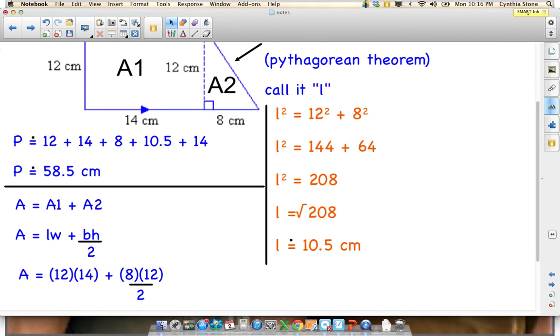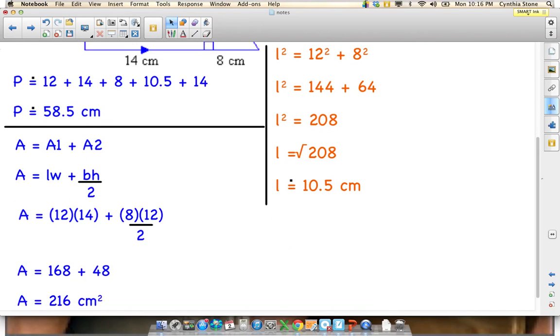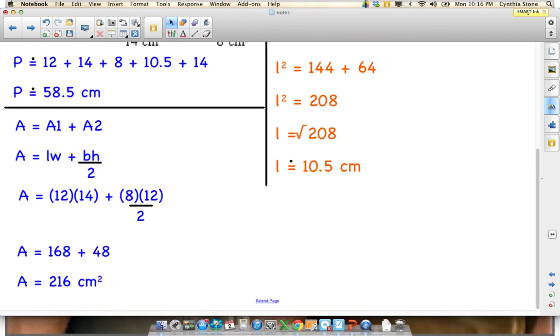And then there's my base height divided by 2. So base is 8, height is 12, divided by 2. Put that in your calculator, work it out, and 216 centimeters squared. Notice, by the way, no approximately equals. That's because I'm just using the numbers given in the question. I never rounded anywhere. None of this is rounded. Okay?